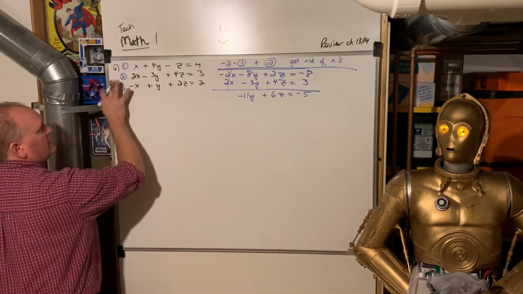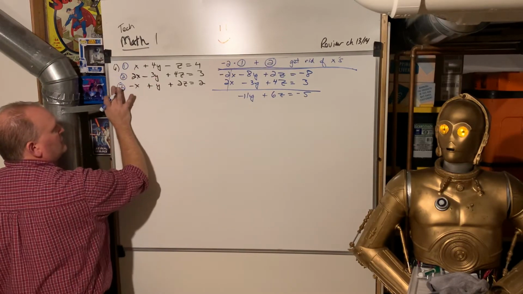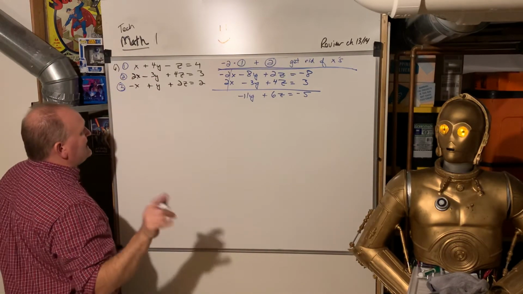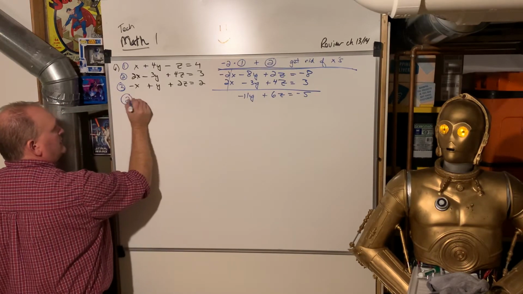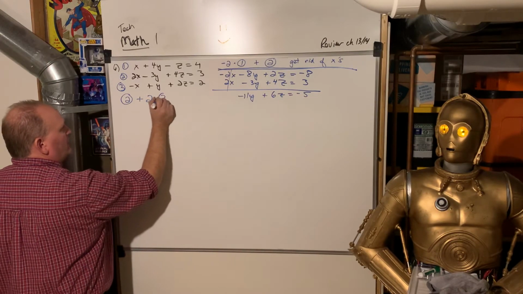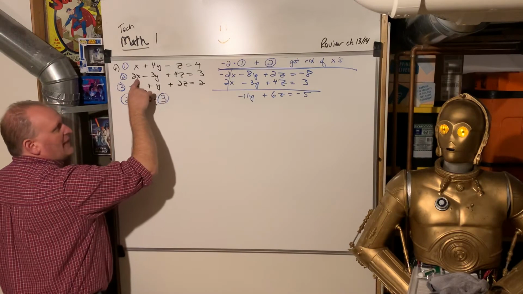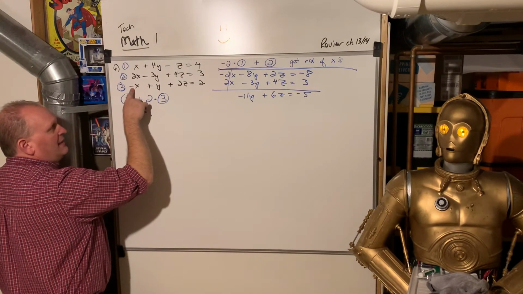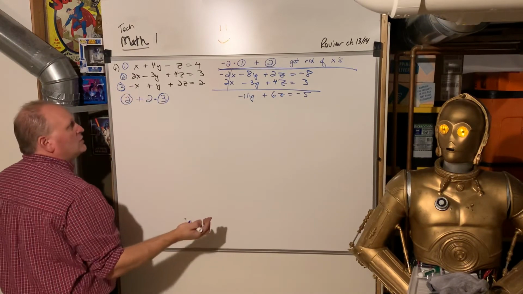All right? So let's put a pin in that one. Let's play with 2 and 3 now. I played with 1 and 2. I got rid of the x's. I'm going to play with 2 and 3. I'm going to get rid of the x's again. So I'm going to leave 2 alone, and I'm going to add it to 2 times circle 3. Why would I take 2 times this whole thing? Well, this is a 2x, and this is a negative 1. And if I multiply that by 2, it'll be a negative 2, and then those x's will go away.